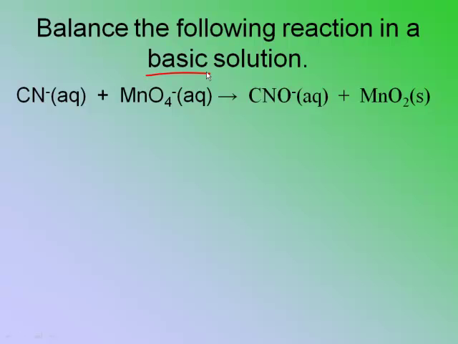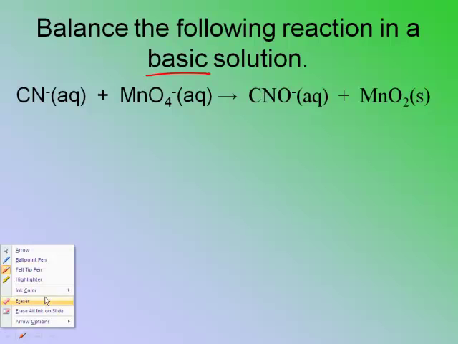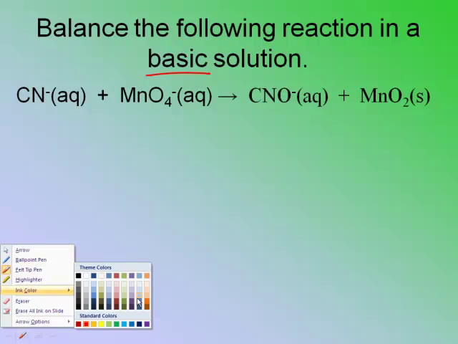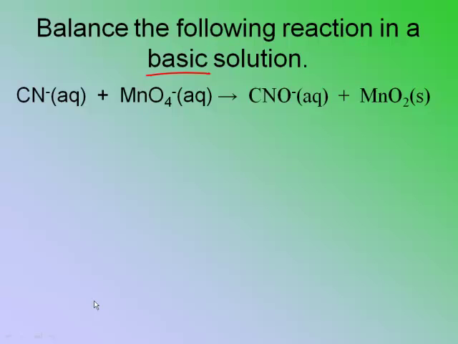So notice again, it does say basic. I'm going to change up my color just to vary things for you. This is green, so let's go with dark blue. Okay. Split them into your two half reactions. CN-, CNO-, MnO4-, and MnO2. By the way, states of matter are not important in these reactions.